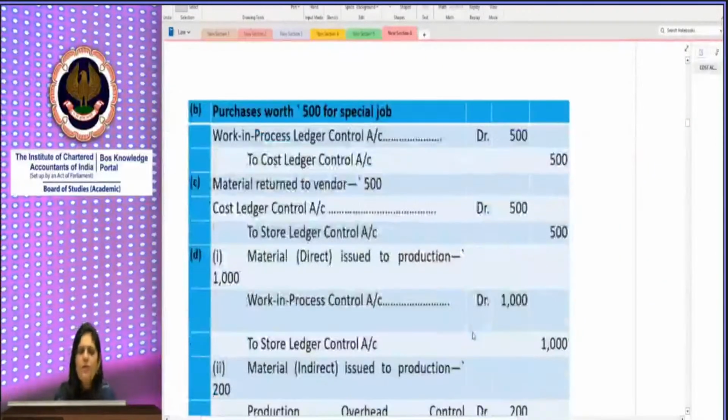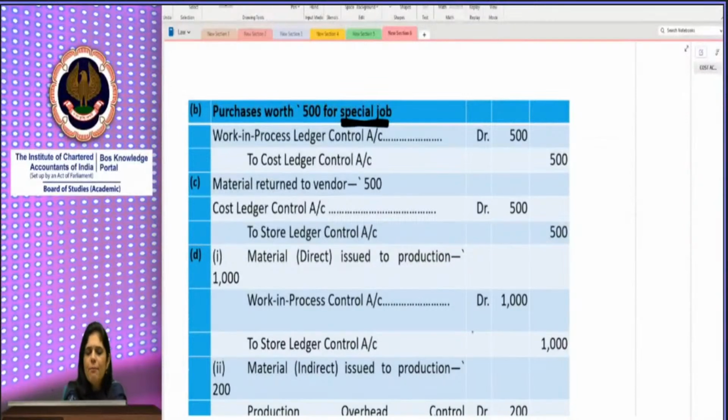Then we are purchasing material for a special job directly for the production. We are not purchasing material to store. We are purchasing the material directly for the job, for the order. WIP will be debited directly. It will not pass through stores ledger.